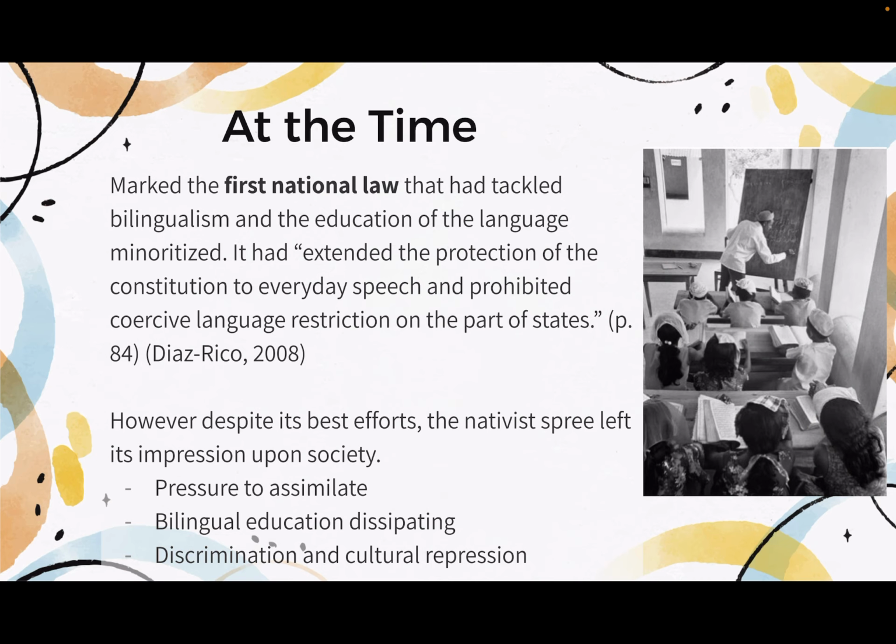However, despite its best efforts, the nativist spree had left its impression upon the society already, leaving that European immigrants had felt this pressure to assimilate, bilingual education had dissipated, leaving it virtually eradicated at this time, and that any darker-skinned immigrants had faced discrimination and cultural repression.